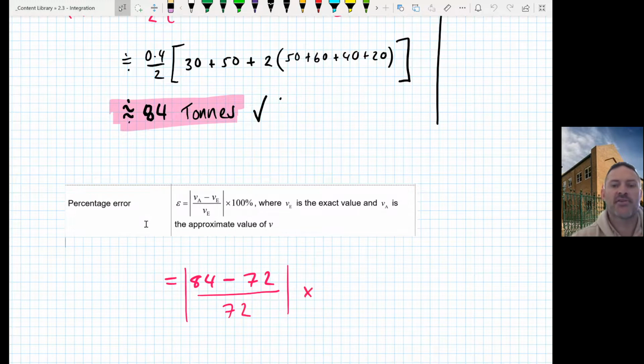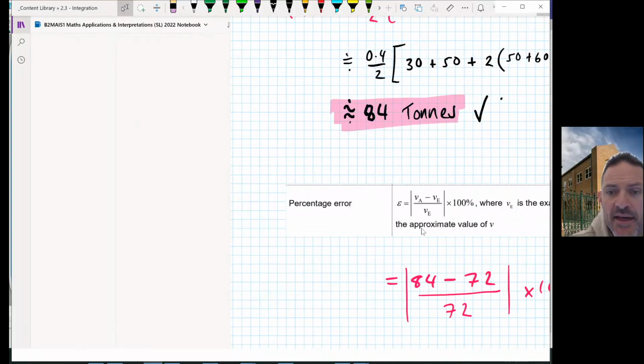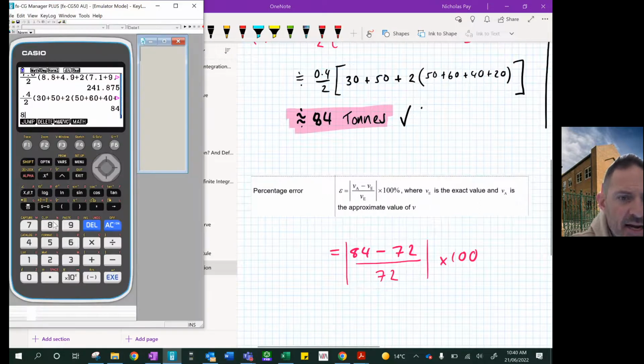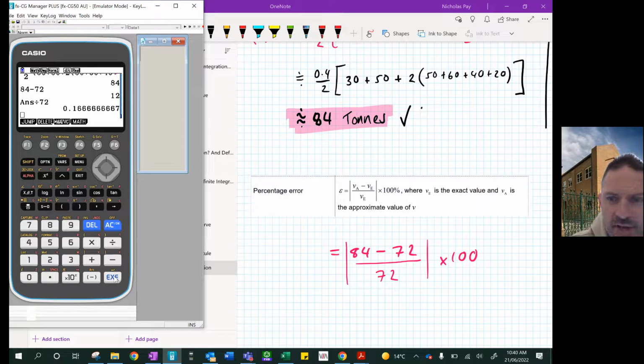And that makes sense again because you're saying, well, what was the difference between them, and divide it. It's a percentage of that exact amount. So again, all I'm going to do on my GDC is put 84, take away 72, which of course is going to be a negative value, divide that by 72. I want to make it positive. Okay, oh, it's a positive value, so my bad.